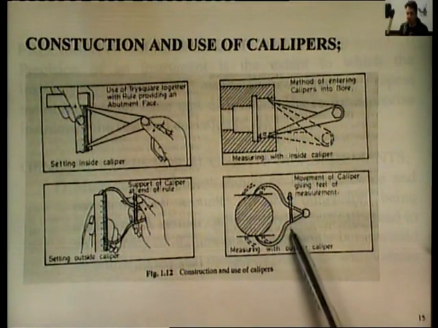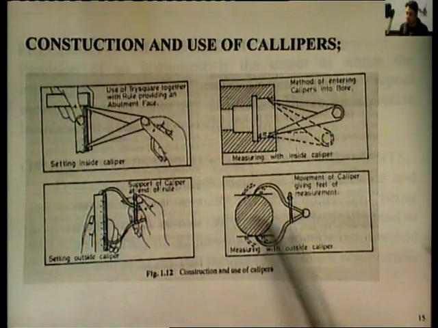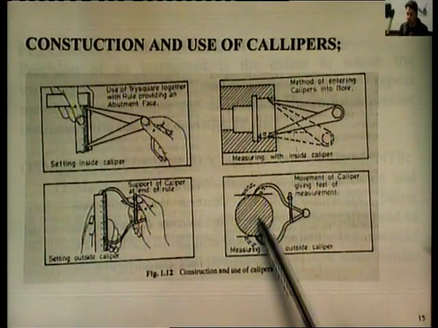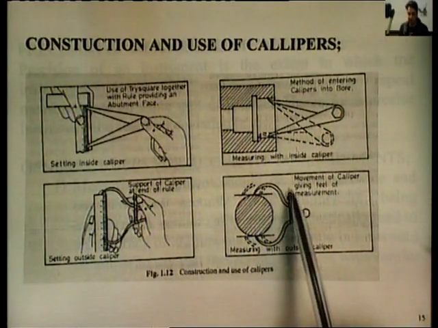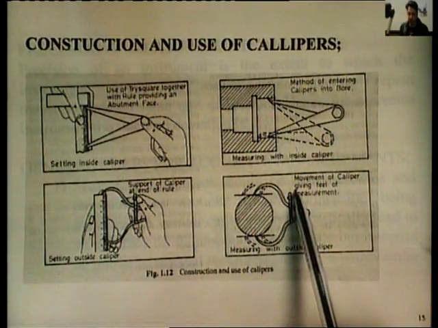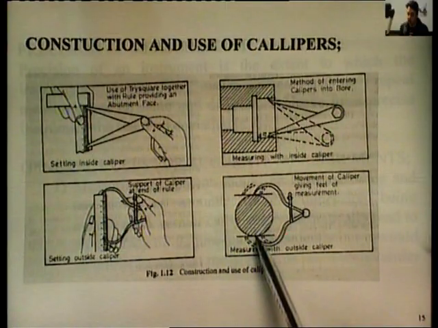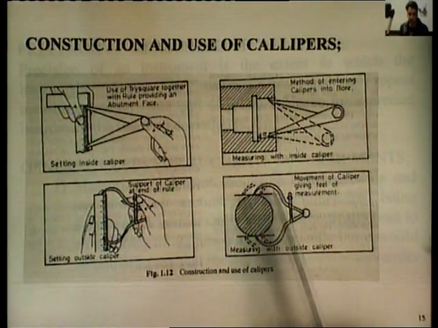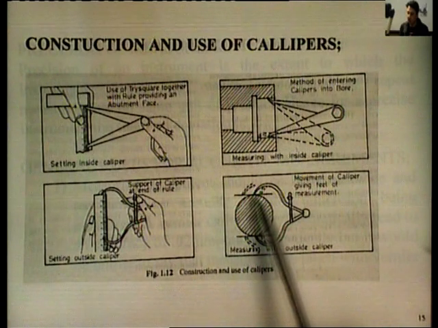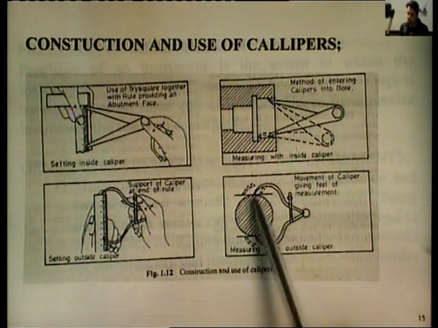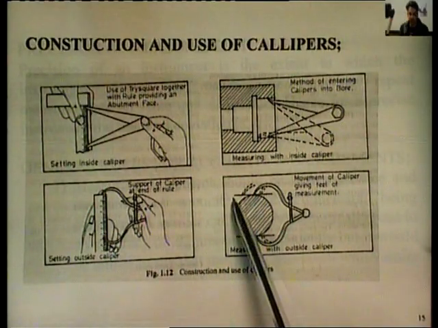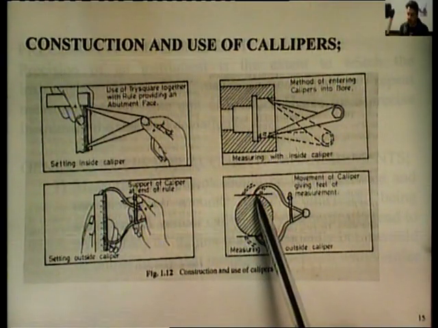And over here is the outside caliper being used for measuring the diameter of the job. Here this caliper is moved from the right hand side to the left hand side, and while these arms touch the job and get across the job, the right feeling will be there when this touches and passes over here. We will get a feeling that yeah, it has touched.